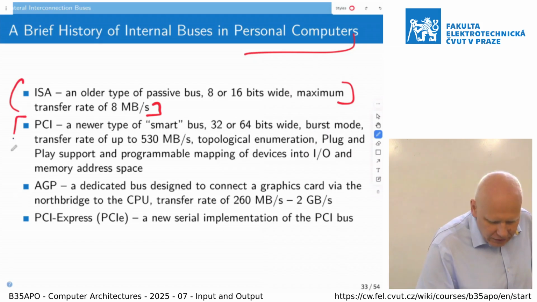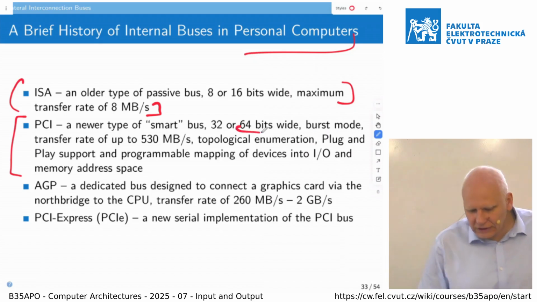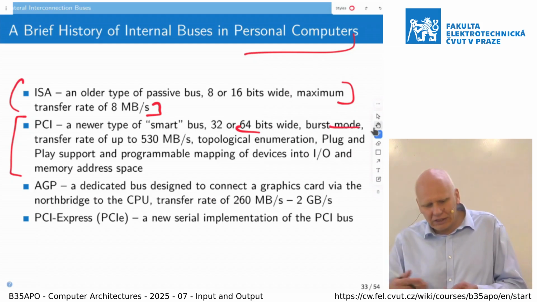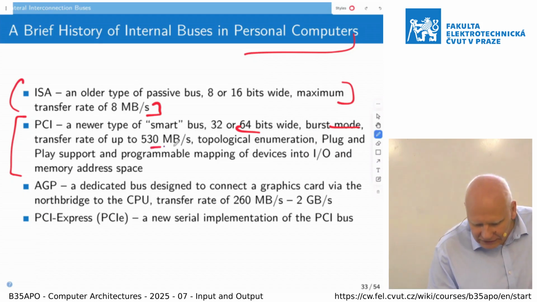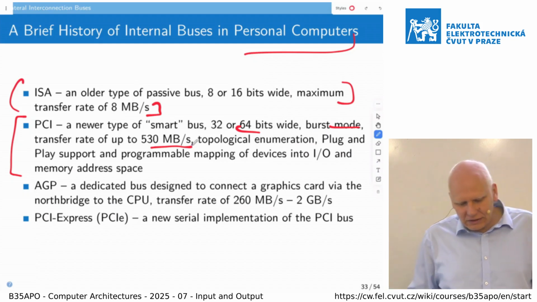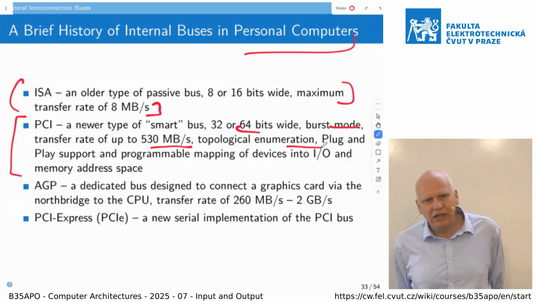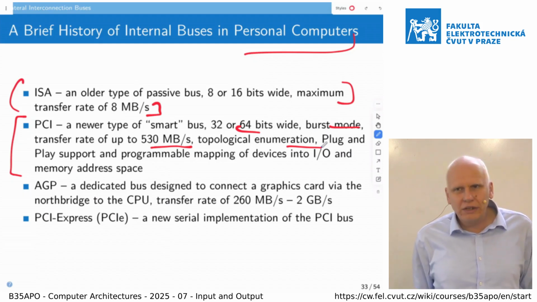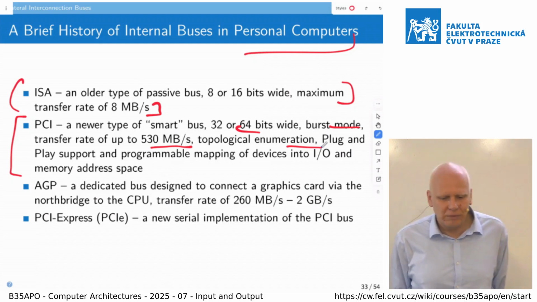Then came the PCI bus, which was parallel, 32-bit or 64-bit wide. It provides a burst mode, so basically only a single cycle for addressing, and then we can continue. It even has extended versions which can go to 530 megabytes per second. It has a big advantage that it has a topological enumeration. So basically you can ask what is connected to which slot in the main board.